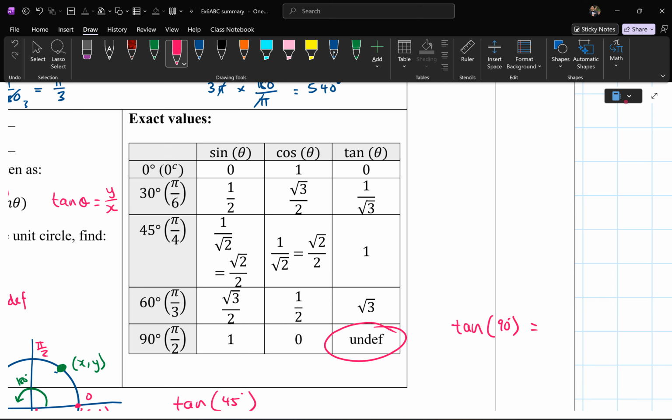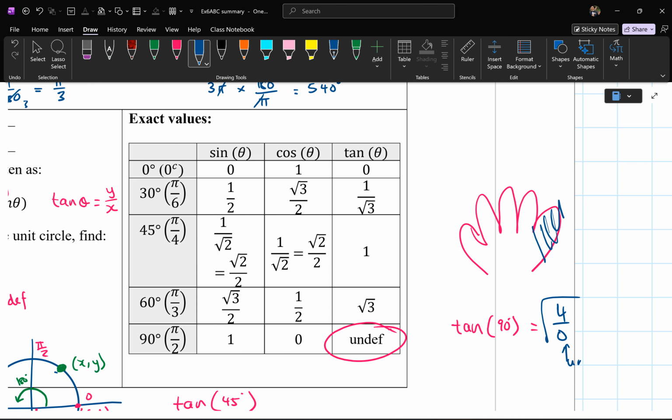Okay? If you're wondering how you get this undefined one, well, that happens when you do tan of 90 degrees. Tan of 90 degrees, if you think about your fingers again, 1, 2, 3, 4, 5. That finger's gone. Sine has 4 fingers. Cos has 0 fingers. Square root it. 4 divided by 0 is undefined. You can't divide by 0. That's how you get undefined.